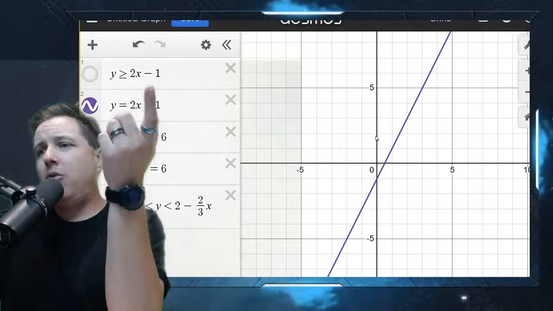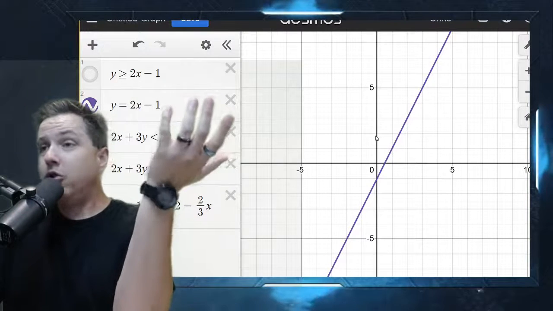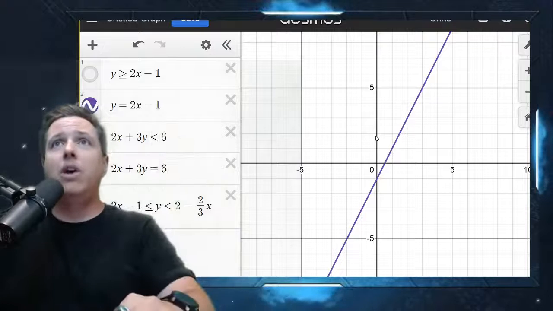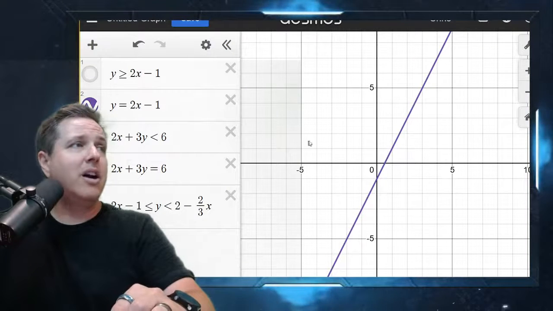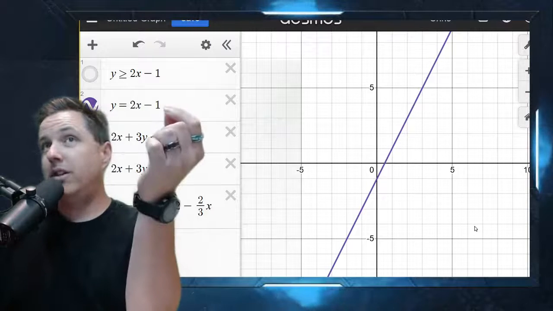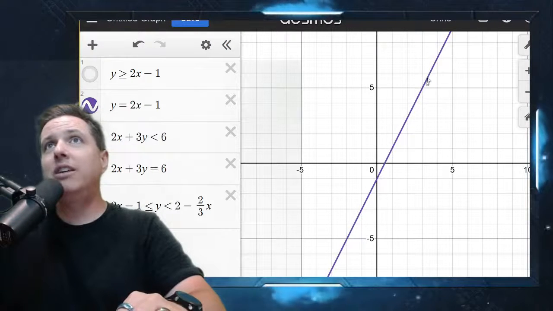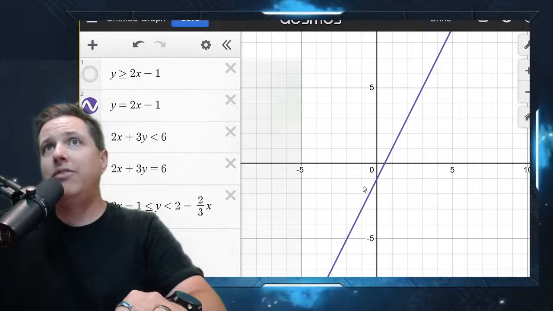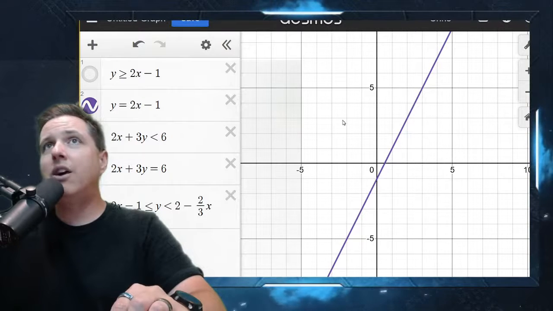So we kind of know, but in the problems you're going to do in the future, you don't know what they're going to be. So how do I know if I'm supposed to shade this top left side or this bottom right side? And the answer is you pick a test point. You can pick any test point that doesn't fall on the line. You can't pick a point on this line, but you can pick anything off to the side.